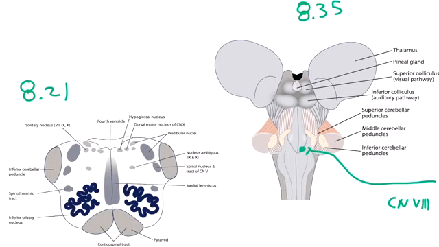Then the nucleus will send up fibers through the lateral lemniscus. Now knowing where the lateral lemniscus is located on a cross-section is not going to be super helpful for Step 1 purposes. What will be helpful is knowing that the fibers from the nucleus of cranial nerve 8 go to both the superior olivary nucleus on the ipsilateral and the contralateral side.